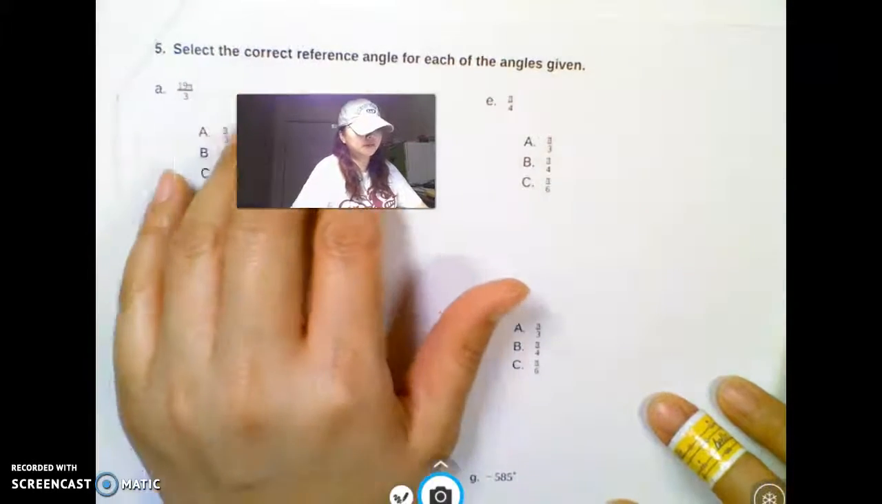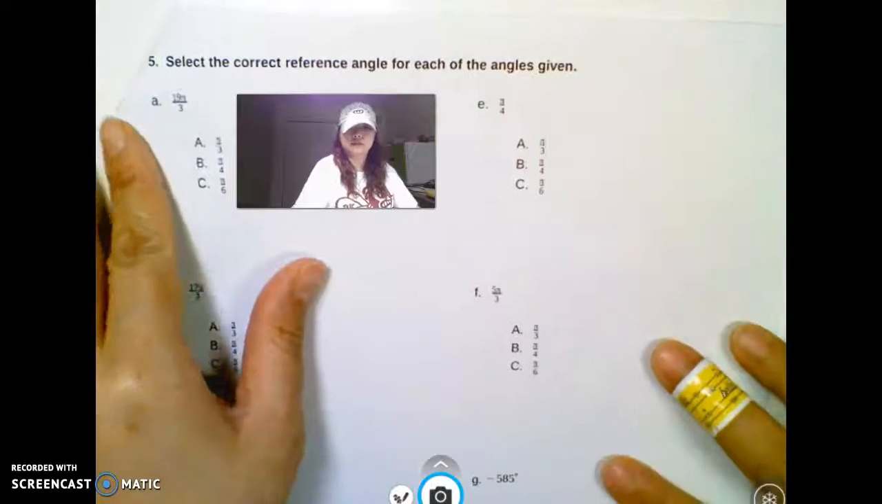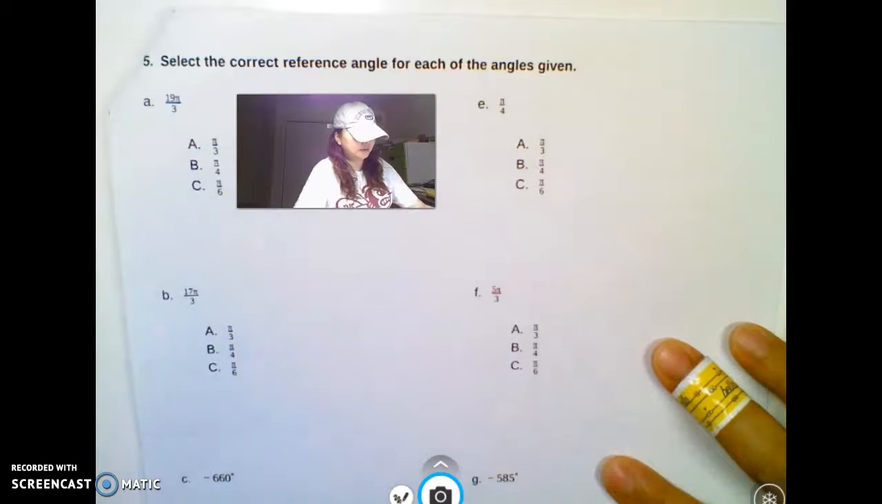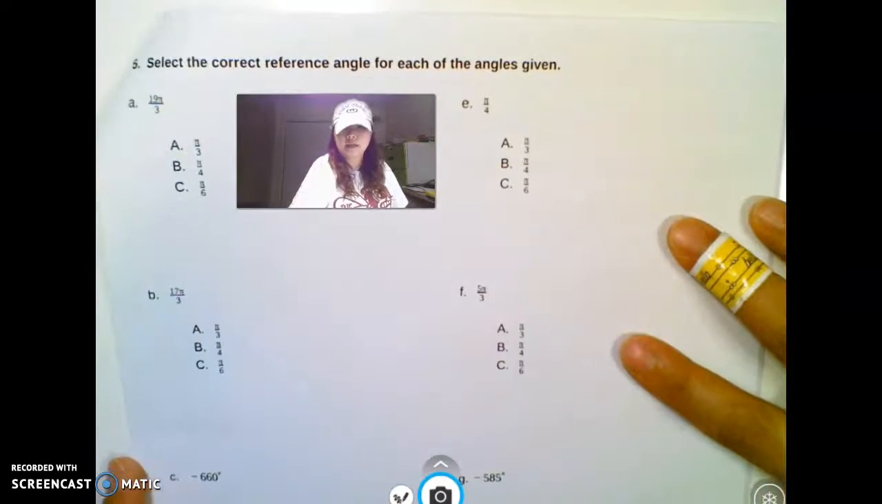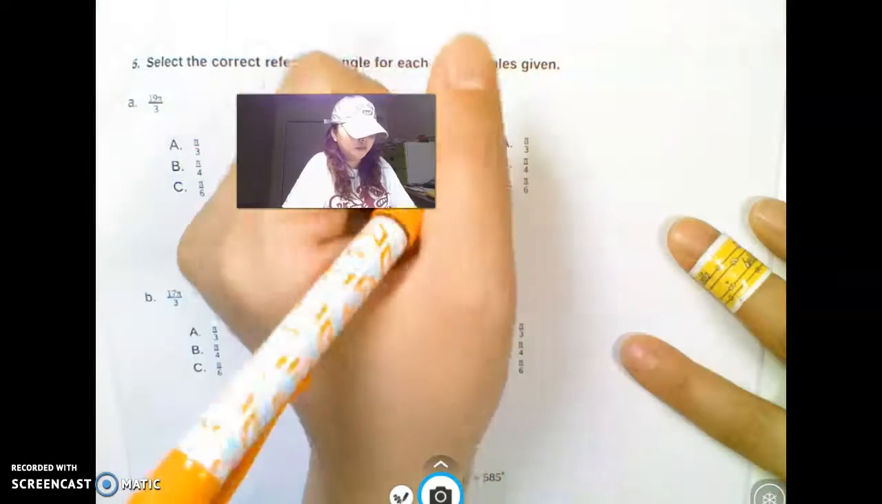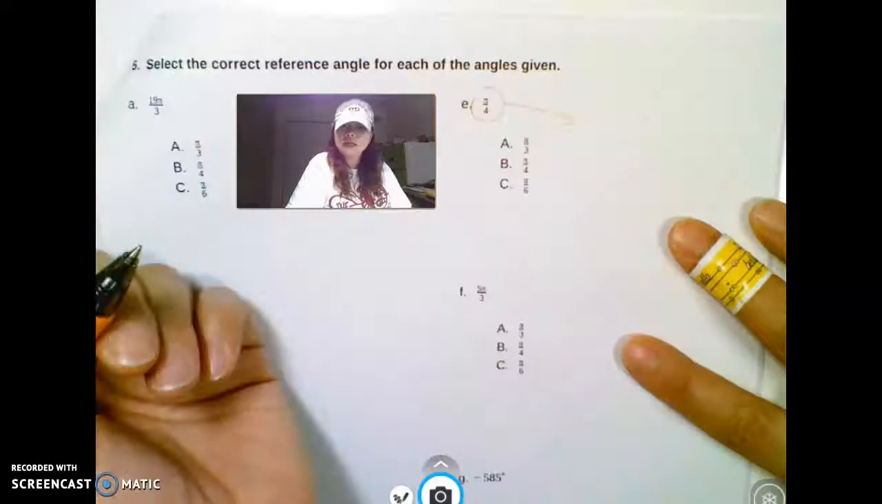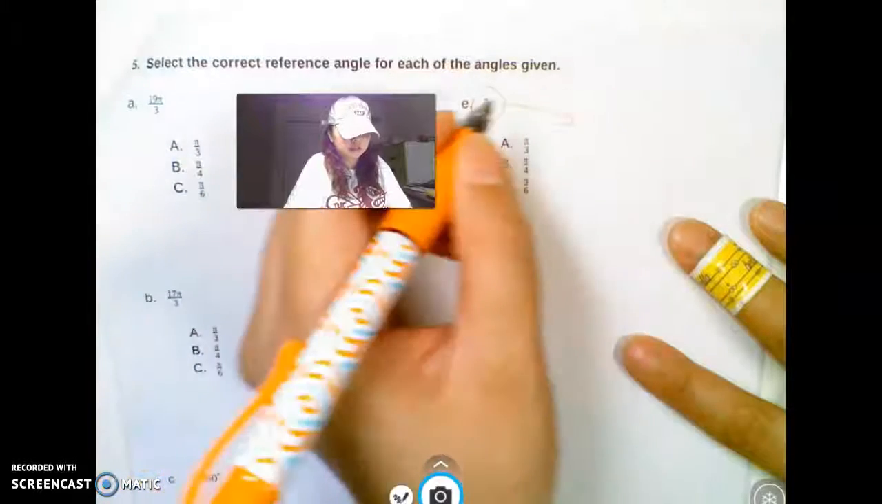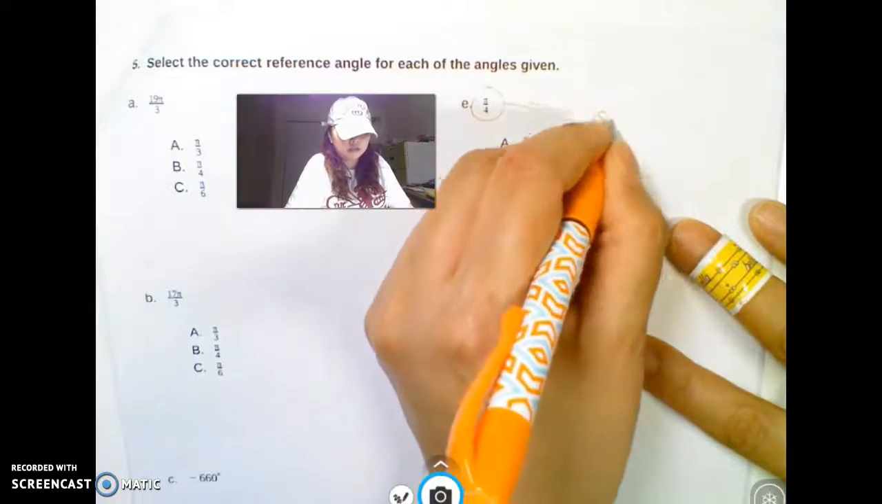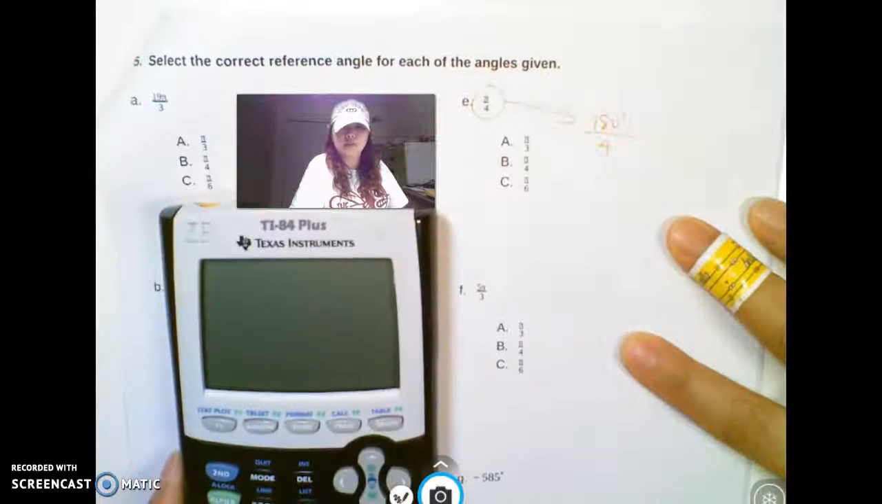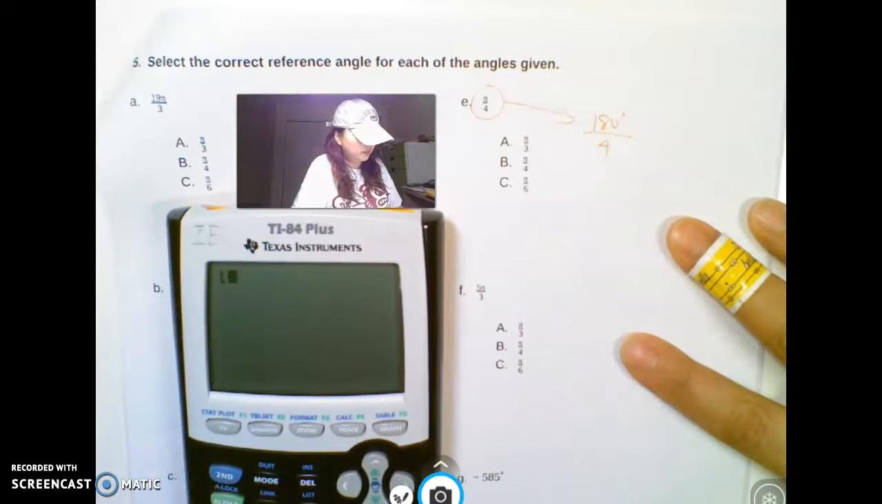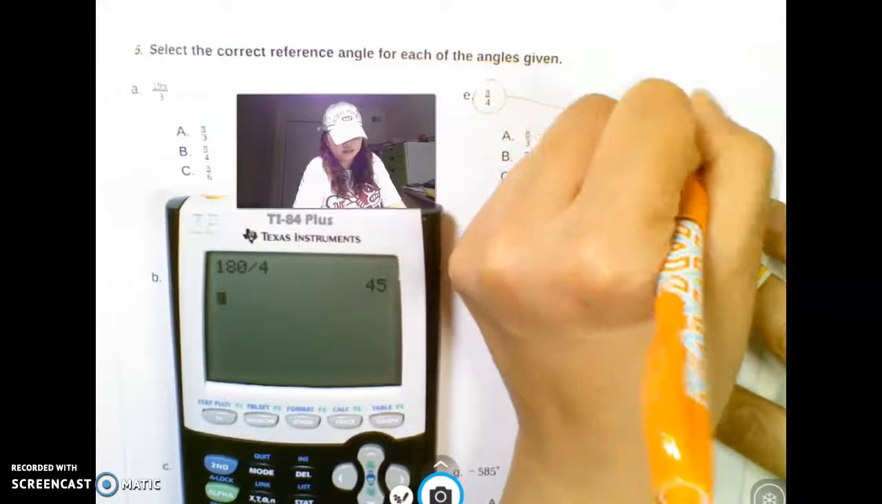So select the correct reference angle for each of the angles given. I'll do the right side for front and back, page 10. So reference angle, pi over 4. Remember, the way I like to do it is to convert to degrees first. So always replace pi with 180. So 180 divided by 4 is 45 degrees.